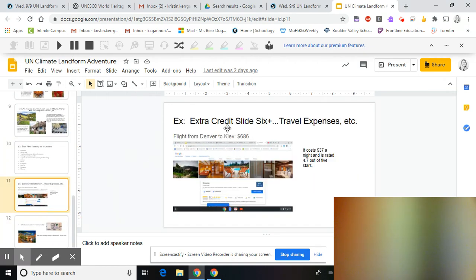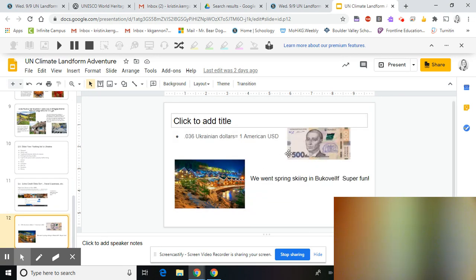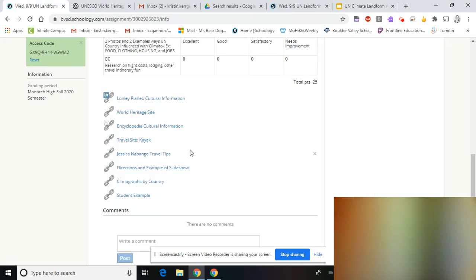Here was Waverly's Ukraine. Denver to Kiev was going to cost her only $686. And then she found a place to stay. She messed around with the currency exchange, and $3 Ukrainian basically make $1 American. And she has a picture here of something extra she did, spring skiing in Bukovel. But that is extra. You don't need to weigh yourself down with that.